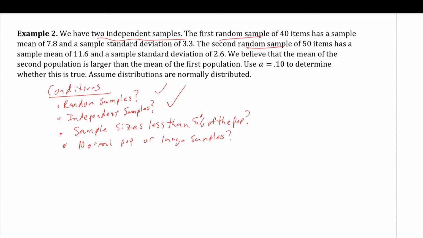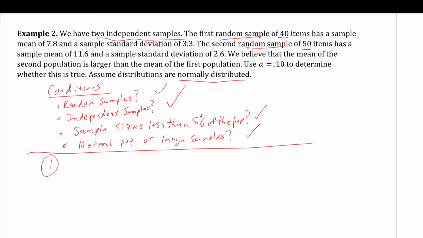But in this case, we're going to continue with the problem, even though we don't have enough information to make that determination. And then the last condition here is, do we have a normal population, or are the samples large enough? They do tell us that it's normally distributed, but even if they didn't tell us that last sentence there, the samples were large enough, 40 and 50. They were both greater than 30, so either way. All right, let's go ahead and get started here.